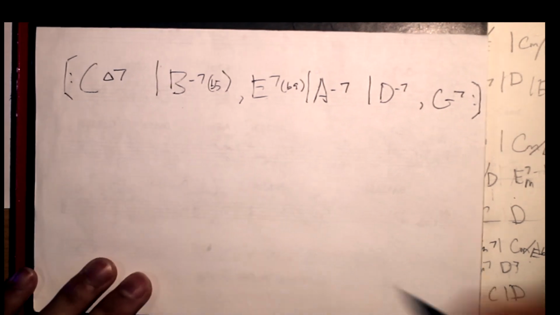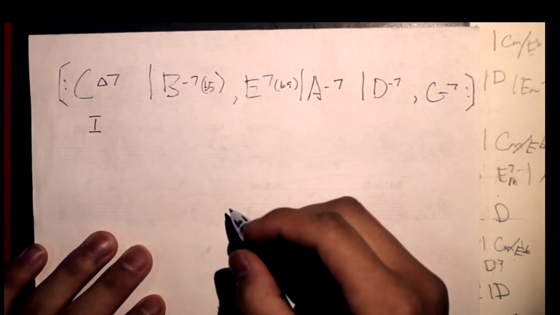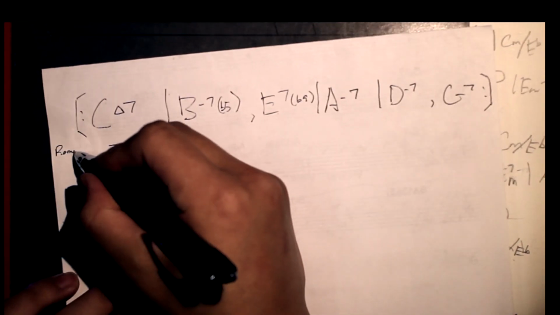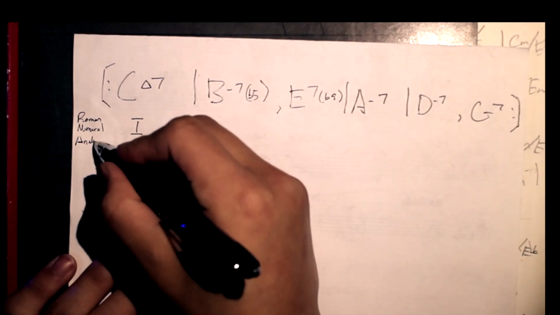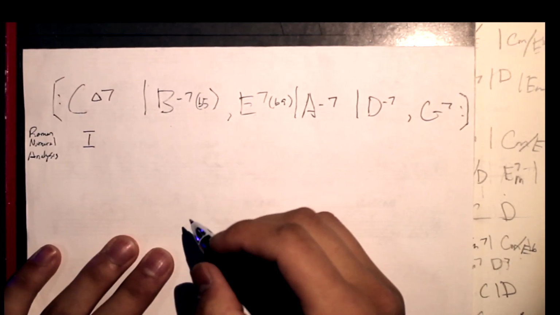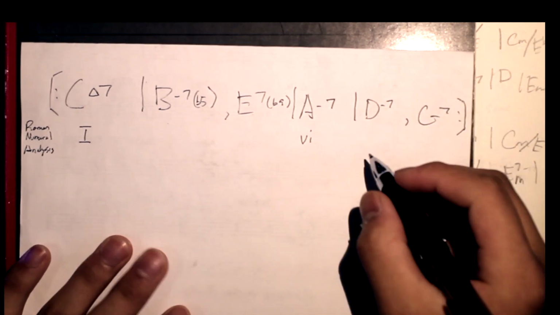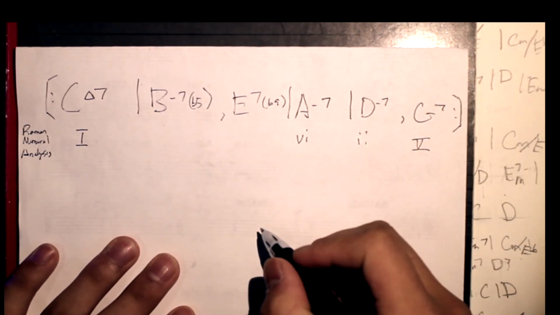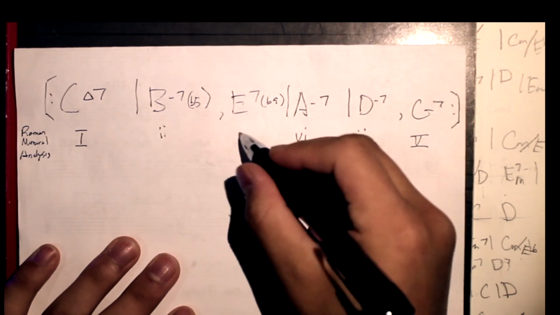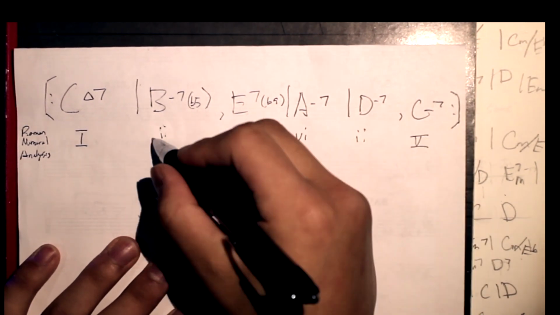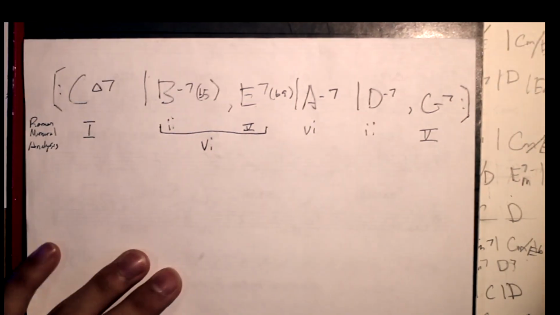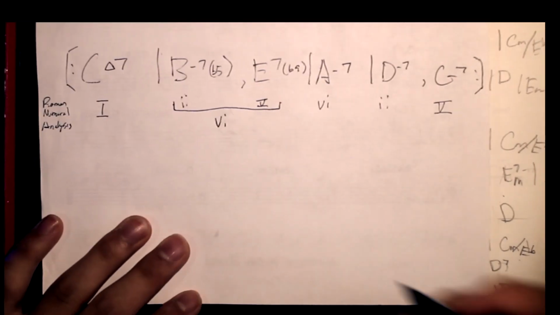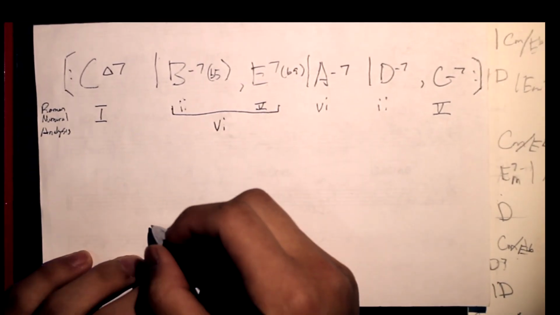So let's talk about the Roman numeral analysis of this progression. So our home key is C, right? So 1 is C major 7, and then our 6 is A minor 7, and our 2-5 is the D minor 7, G7, and then our B minor 7 flat 5 and E7 is our minor 2-5 of 6. So the minor 2-5 of A minor 7.